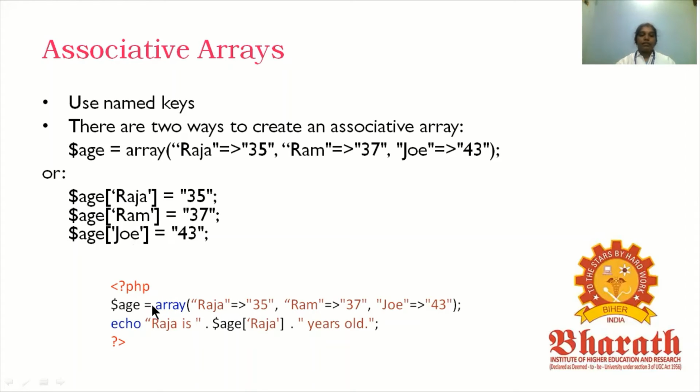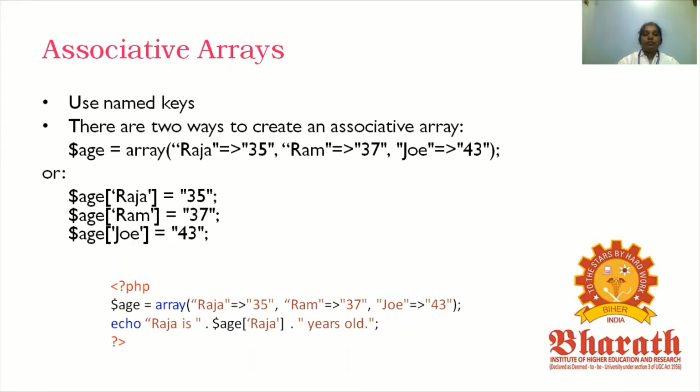Inside the PHP scripting tag, the associative array is given. What is the name of the array? $h, right? What function is used to create an array? The array function is used. How many values are inside? There are 3 values inside.